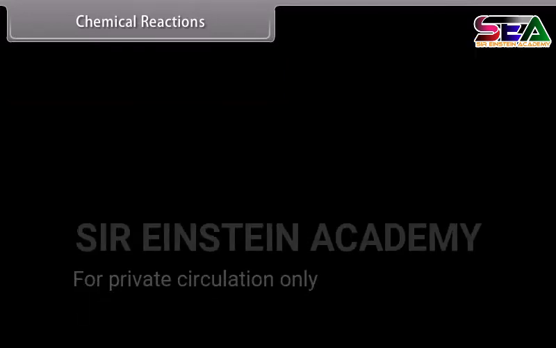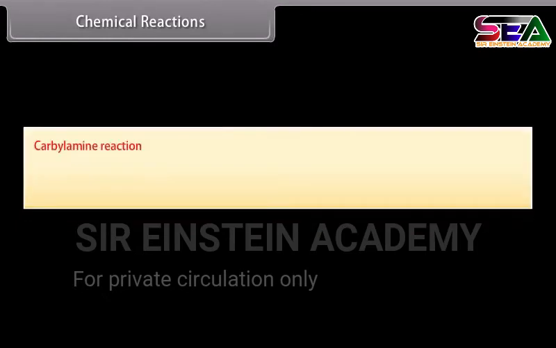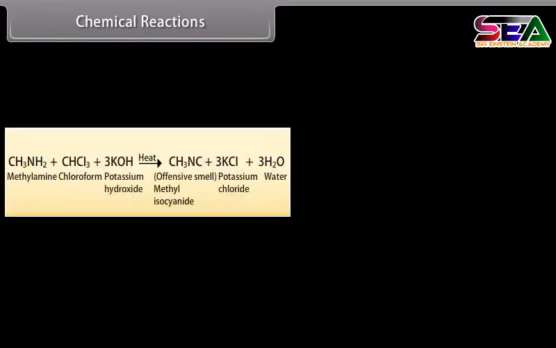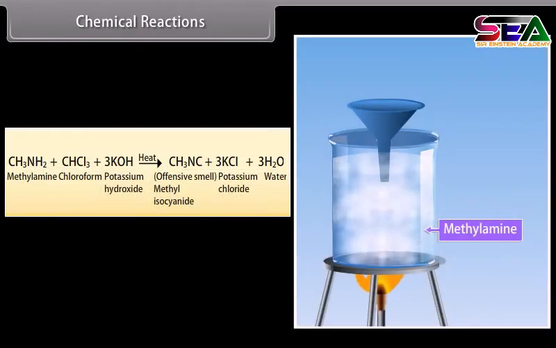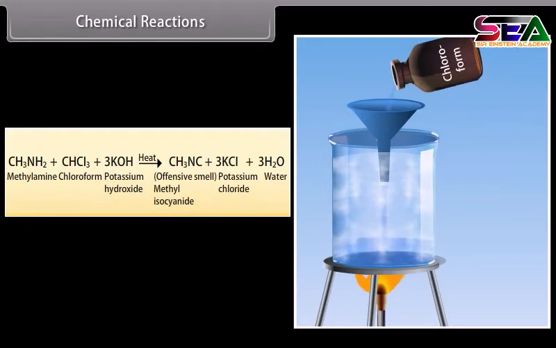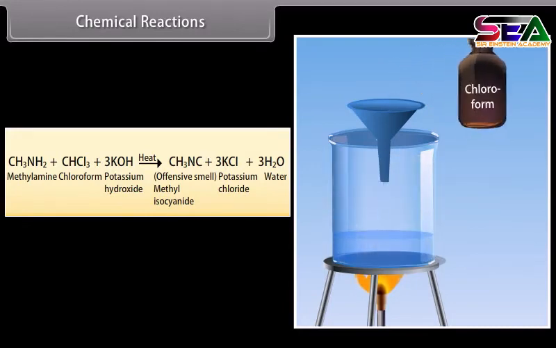Chemical reactions. Carbylamine reaction. Primary aliphatic and aromatic amines, when warmed with chloroform and alcoholic solution of potassium hydroxide, give very unpleasant smelling isocyanides. Chloroform and alcoholic solution of potassium hydroxide react with methylamine and form methyl isocyanide, potassium chloride and water.